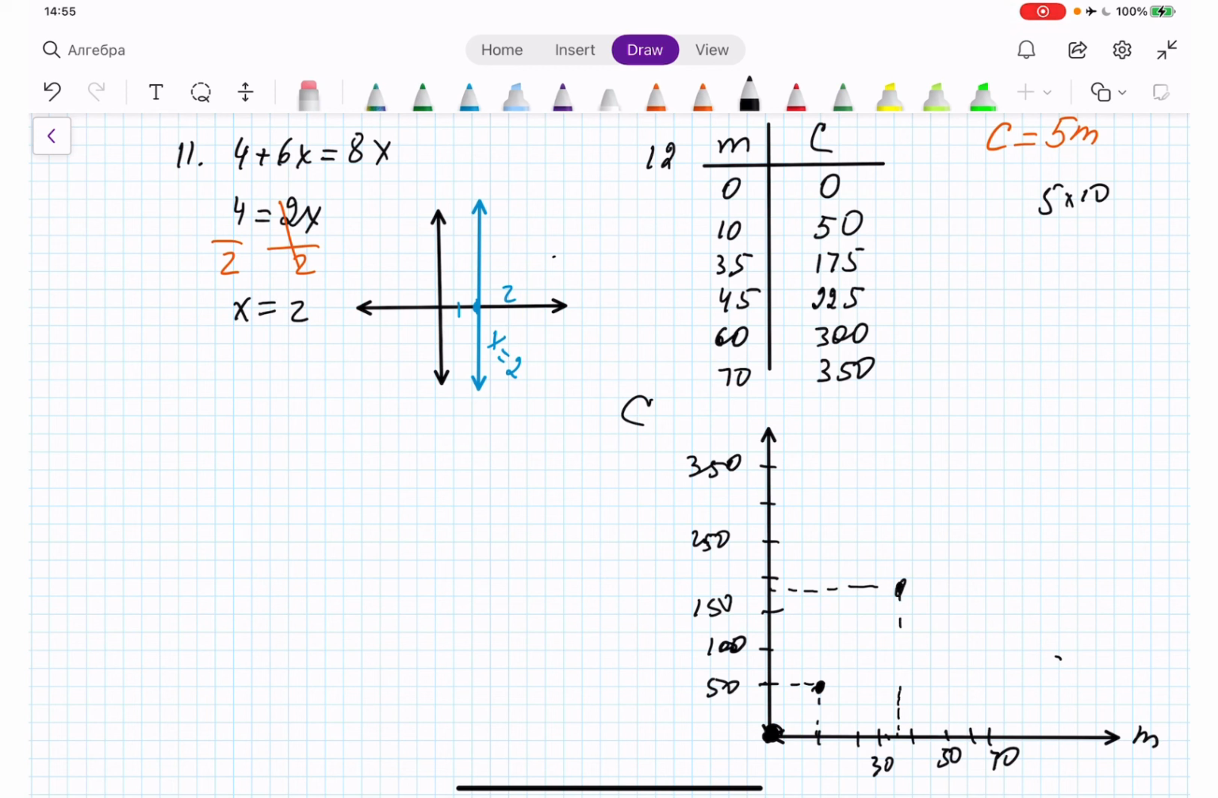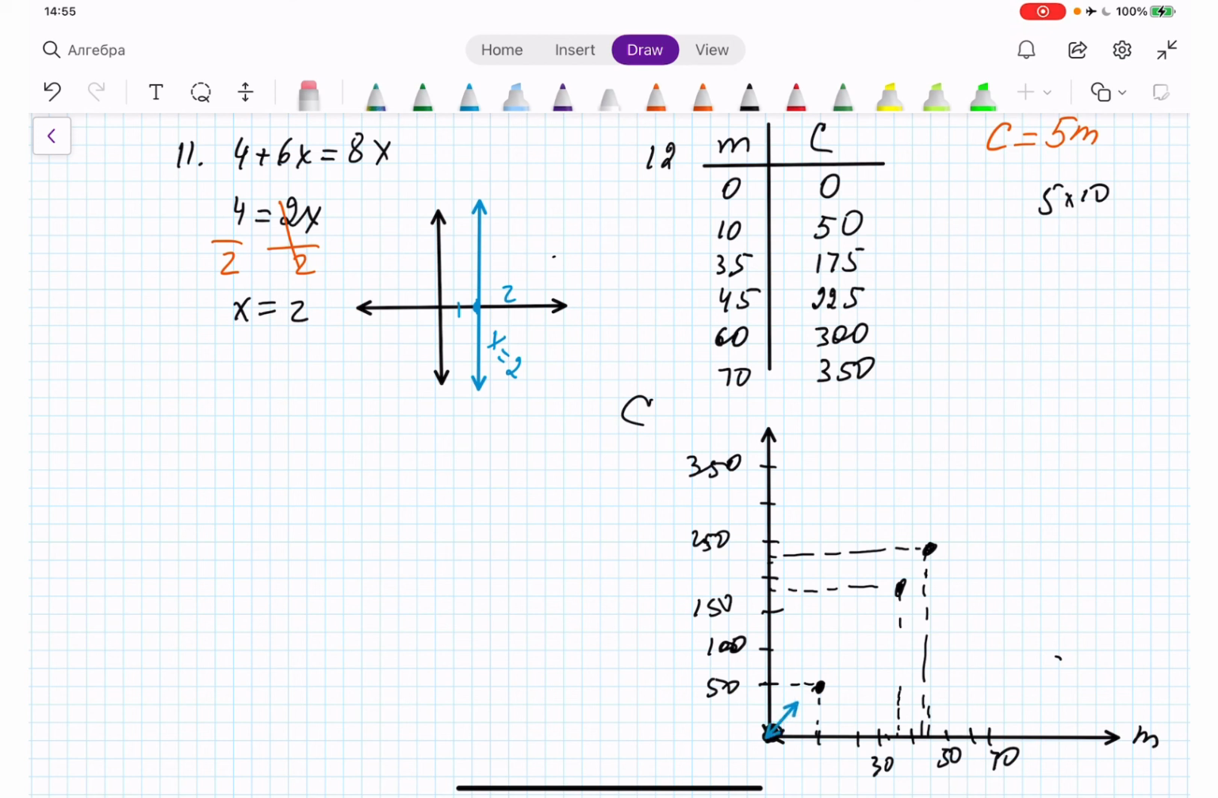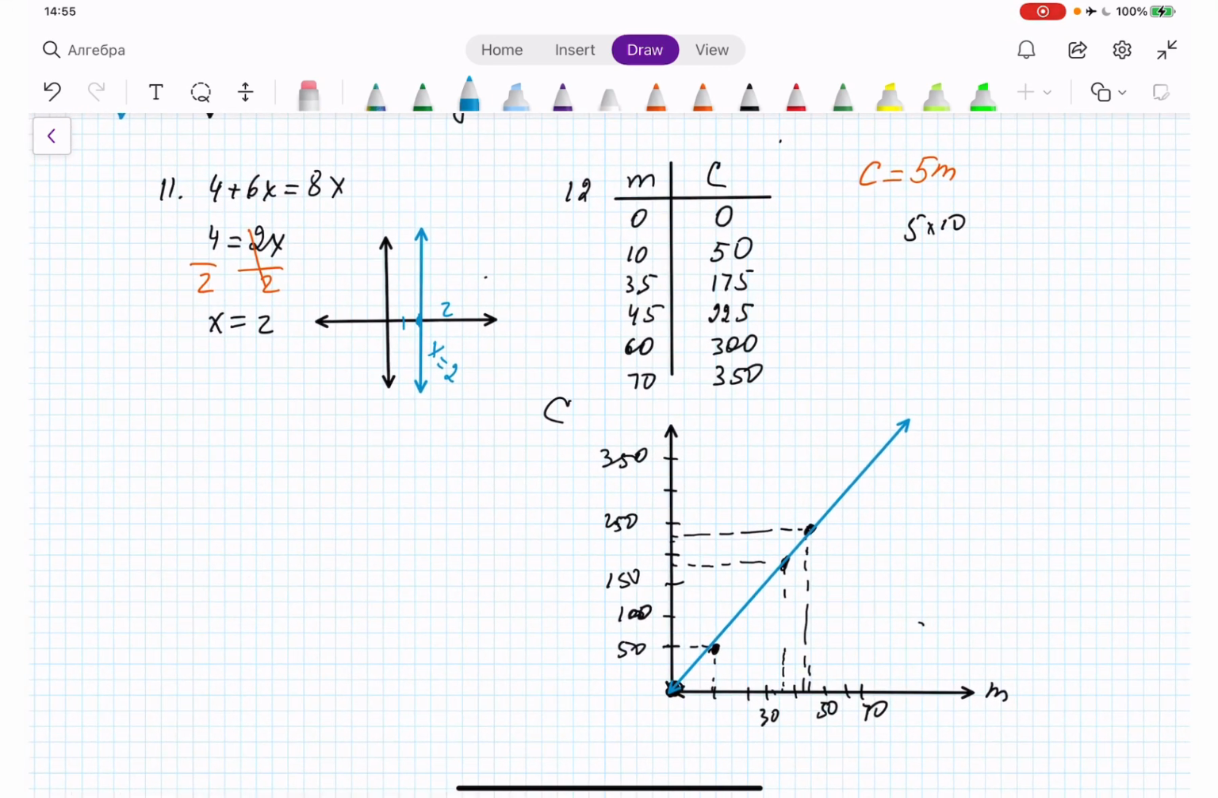And we have 45, 225. So, and so on. You don't have to build the whole graph because with the 2 points you have, it's already clear. I have 4 points instead of even 2. There we go. And this is our graph. Okay, I'm done. I'll see you next video.